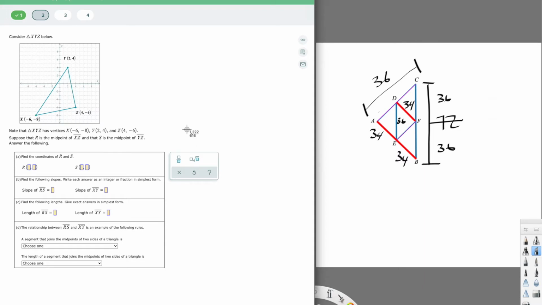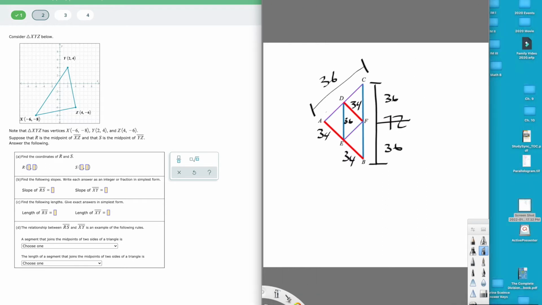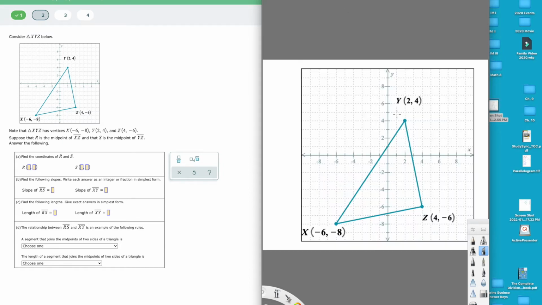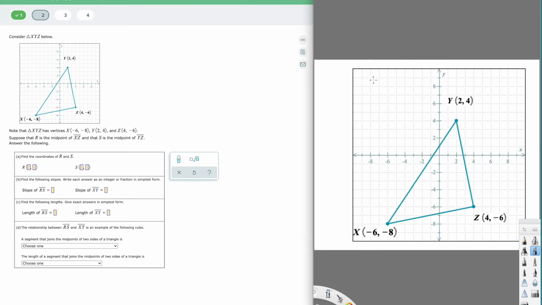Let's see, I'm going to grab that. Come on now, where is it? Oh, there it is. Okay, so now I've got my graph copied over and I can look at that.